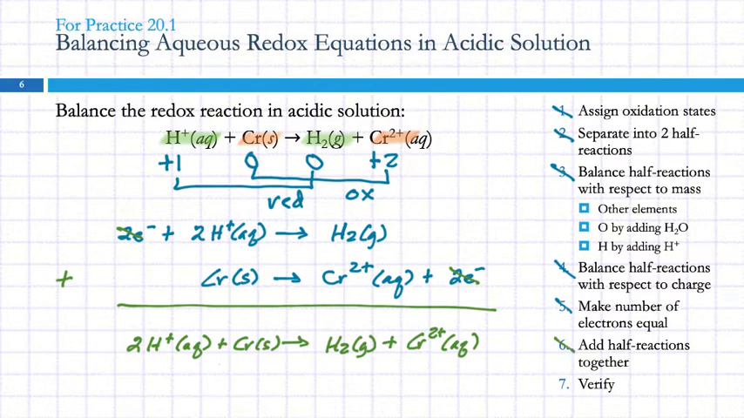Add them together and then verify. 2 hydrogens, 1 chromium, 1 chromium. On the reactant side, a total of positive 2 charge. On the product side, total of positive 2 charge.